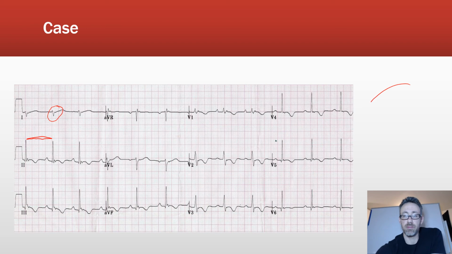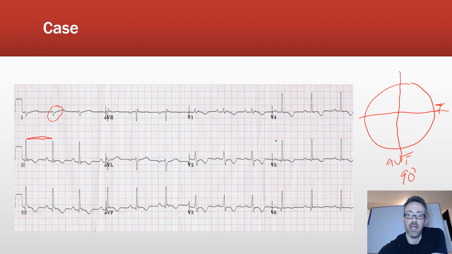Now to remind you, I'll draw it over here. At 0 degrees is lead 1, and then AVF is at 90 degrees. All right, so I'm going to draw the lines right there. If it were exactly perpendicular to 1, it could be going this way up here or downward this way towards 90. AVF is upright, so it's heading towards AVF, which means it could be exactly at 90 degrees, but probably not, since there's actually more of a negative deflection, meaning it's probably slightly away from 1, so it's probably greater than 90 degrees, which we're looking at a right axis deviation. So regular rhythm, heart rate looks okay, a right axis deviation.